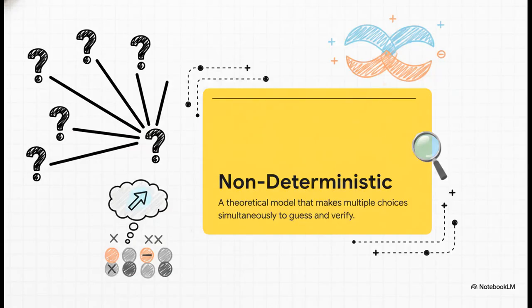Now, it's super important to clarify a common misconception here. Quantum speed isn't just some non-deterministic process where the computer magically guesses all paths at once and verifies the right one. A non-deterministic algorithm is just a theoretical computer science model. Quantum computers aren't magically guessing anything. They are physically, actively manipulating these positive and negative phases across all possibilities simultaneously.